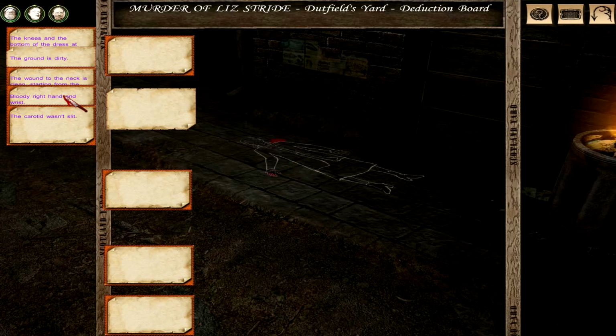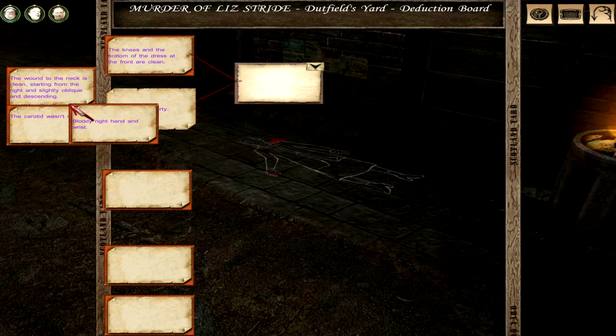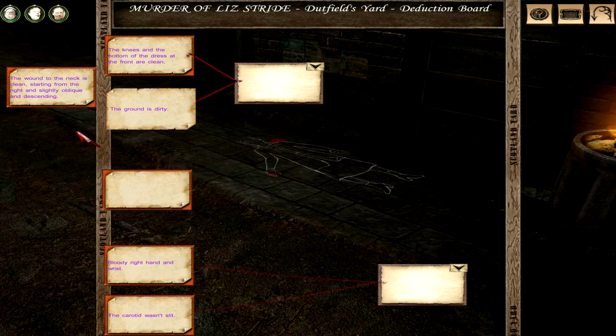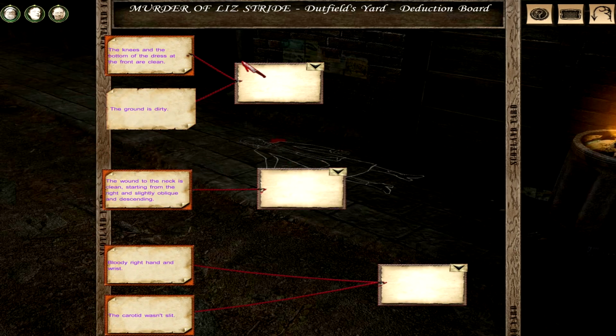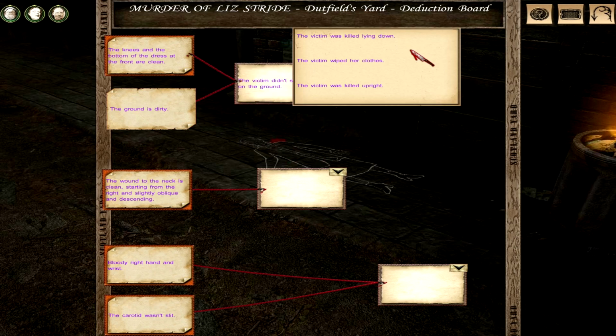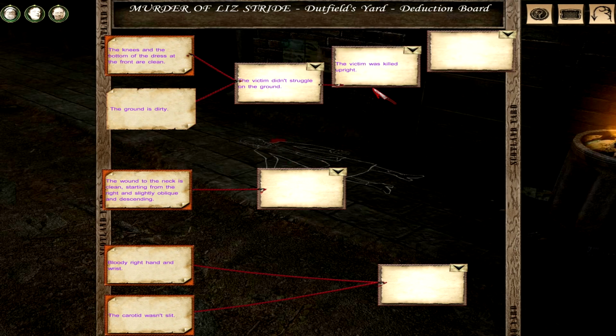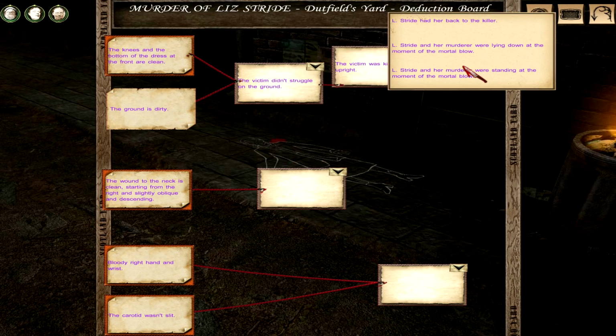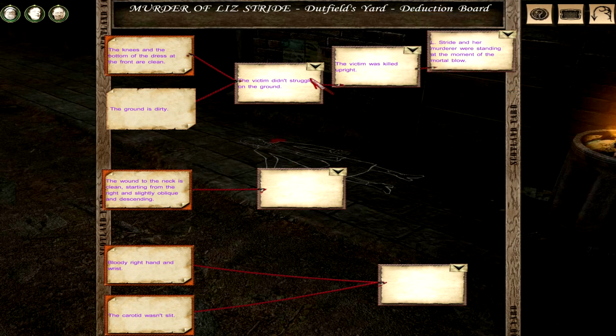Okay, that's... This one's not too difficult. So, knees and the bottom of the dress at the front are clean, even though the ground is dirty, meaning that she didn't struggle. Yeah, she must have not struggled on the ground. She was killed standing up. Standing at the moment of the mortal blow. I'd say that's about right.